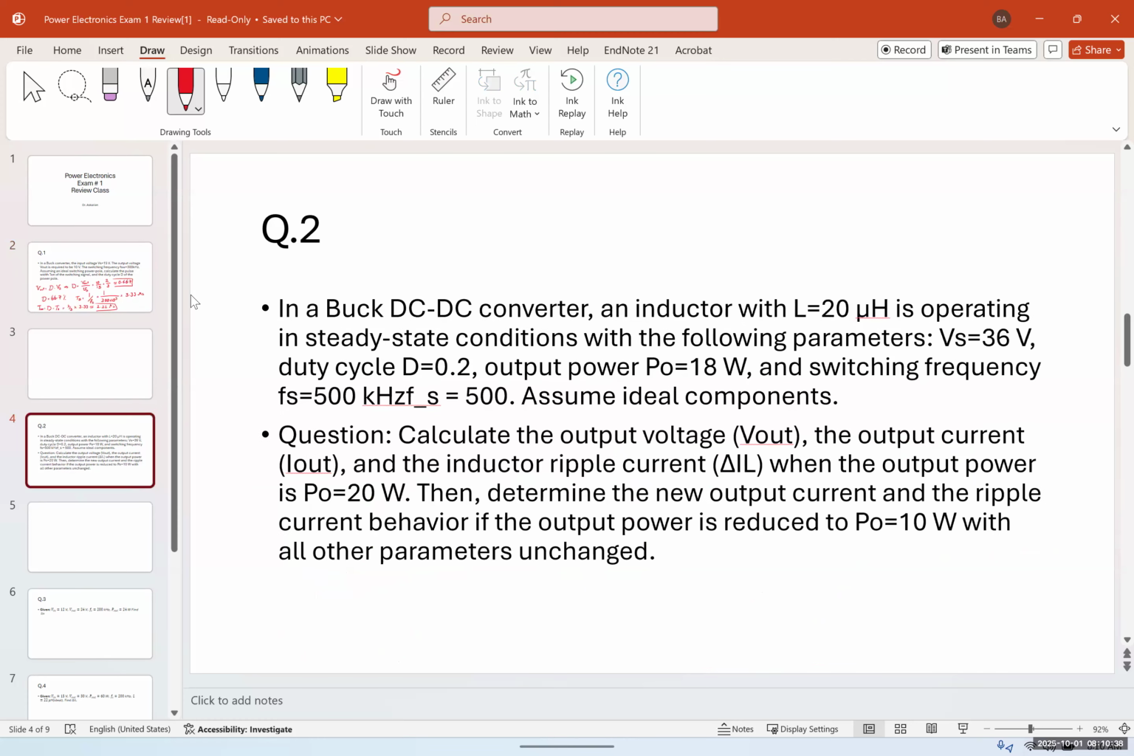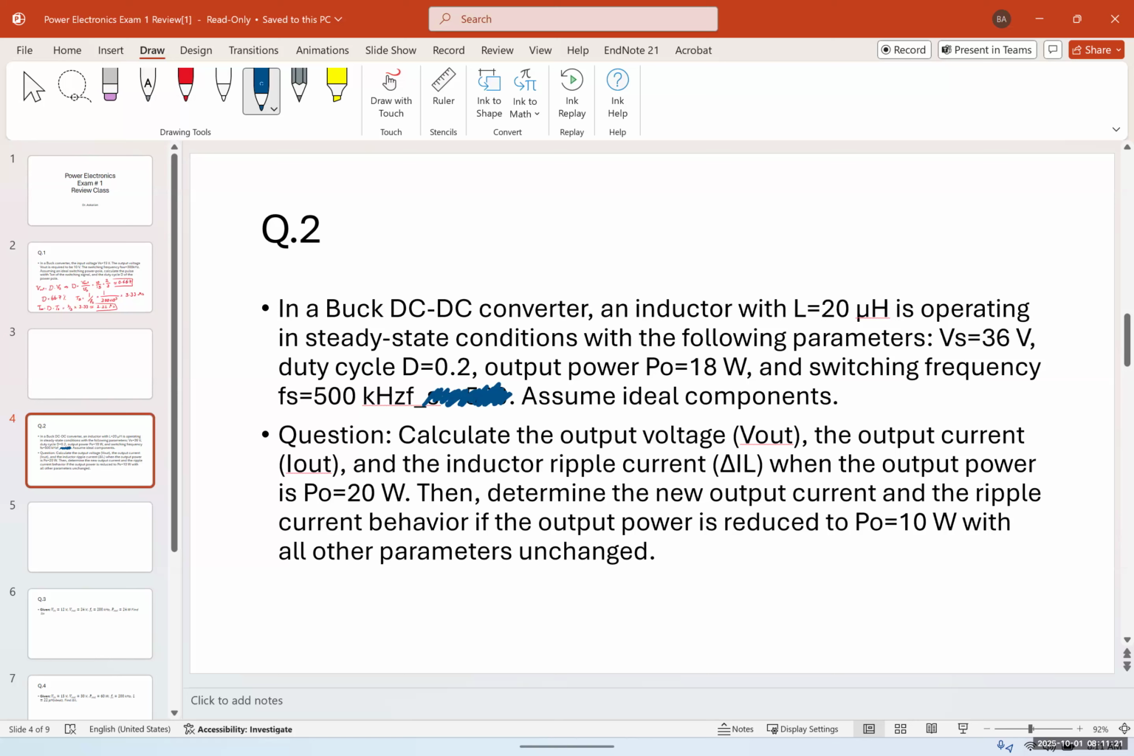Okay. Question number 2. In a buck DC to DC converter, an inductor with L of 20 microhenry is operating in steady state condition with the following parameters. The source voltage is 36 volts. Duty cycle is 0.2. Output power is 18 watts. Switching frequency is 500 kilohertz. Assume ideal components, so no loss in the system.